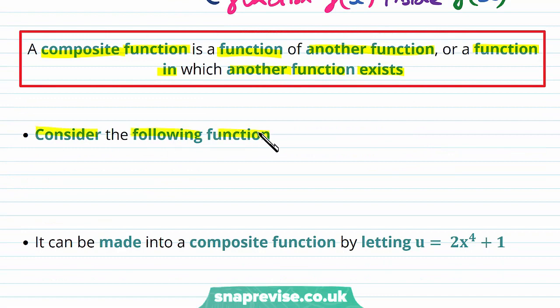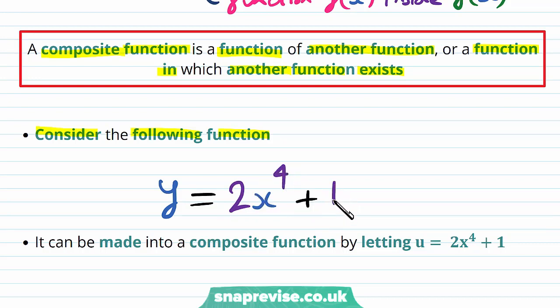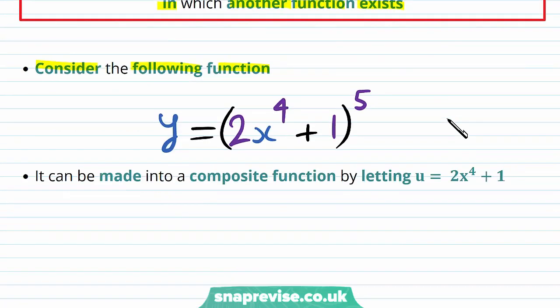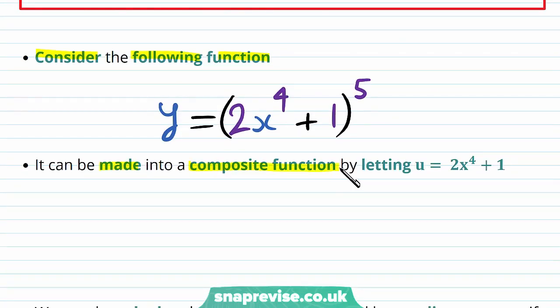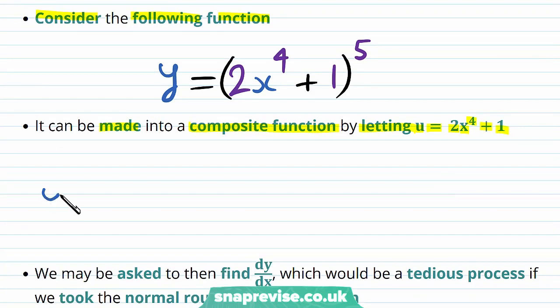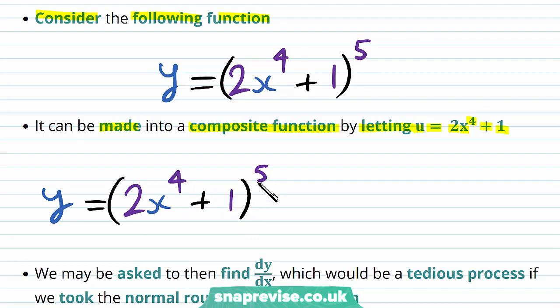Consider the following function. y is equal to (2x to the power of 4 plus 1) all to the power of 5. It can be made into a composite function by letting u equal 2x to the power of 4 plus 1. Currently we have our y, which is equal to 2x to the power of 4 plus 1, and then all of this is to the power of 5.